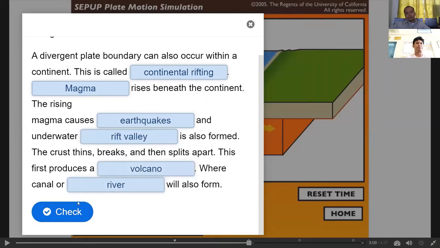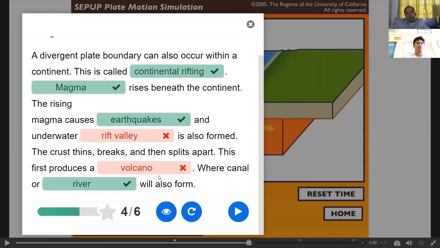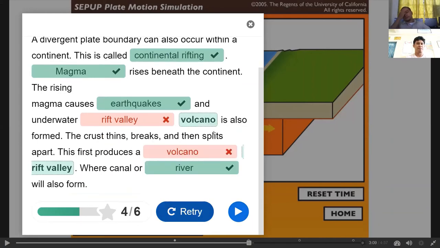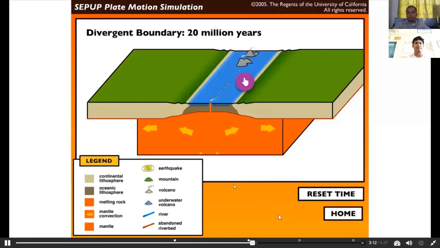Okay, try to check. Okay, so four out of six. You can view the answer. Yeah. So that is volcano, and that is still a high score. Okay, then proceed to next. Oh, that is divergent boundary.